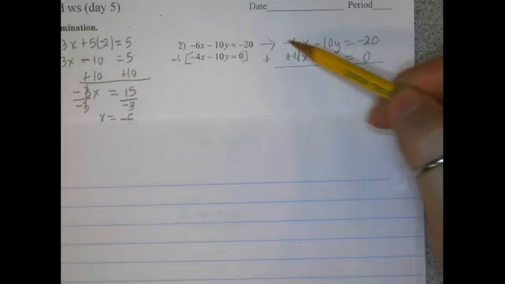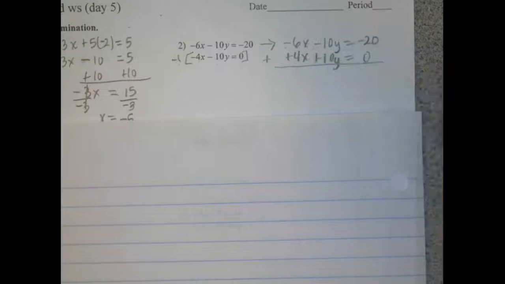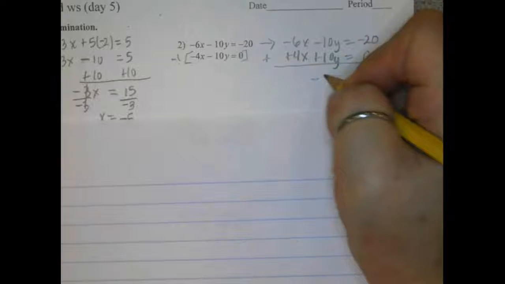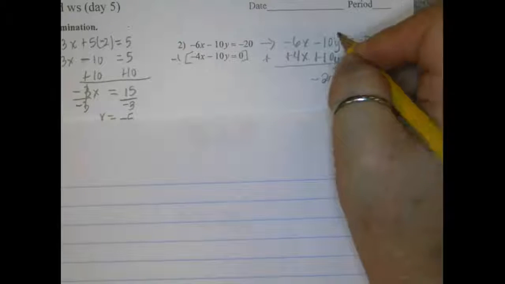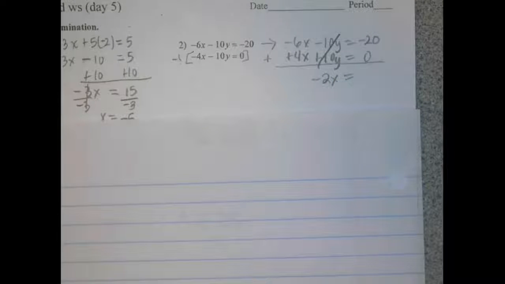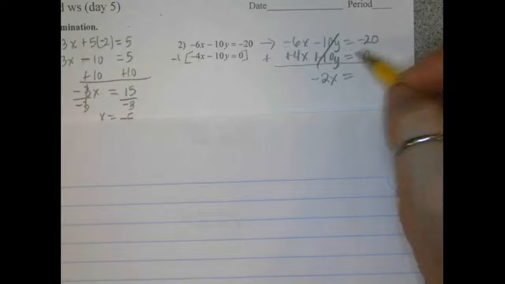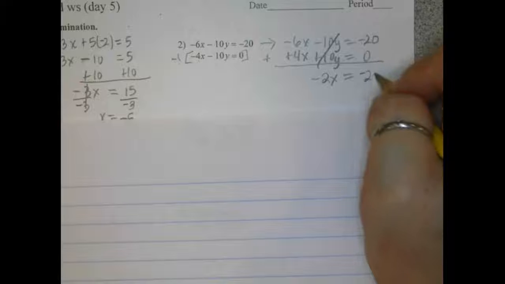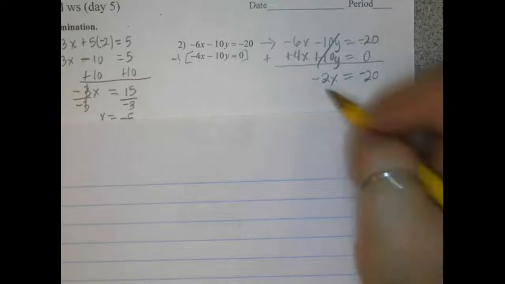So if I combine a -6x plus a 4x, what am I going to get? Say it louder. -2x. My y is what I'm eliminating, right? So that's 0, but I don't want to bring that down. So I have a -20 plus 0. What does that become? Still -20. Doesn't change. I didn't change it at all.